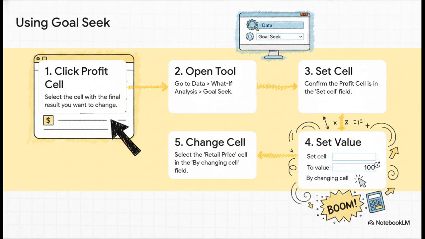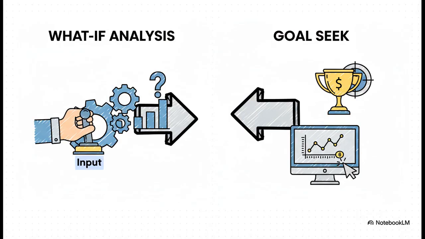It's that fast. So let's just make sure we're crystal clear on the difference. Think of it like this. What-if analysis is about working forwards. You change an input, like the cost of parts, to see what happens to the output, your profit. You're exploring. GoalSeek is the total opposite. It works backwards. You decide on the output you want, like that $100 profit, and it finds the input you need to get there. One is for asking what if, the other is for saying, I want this.